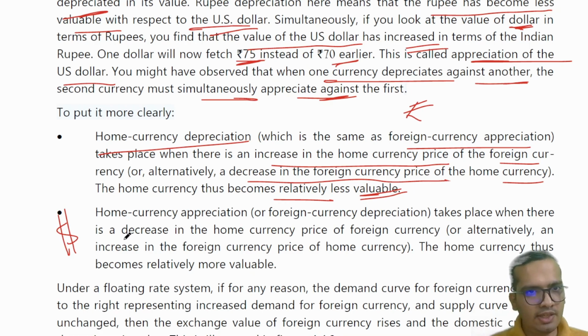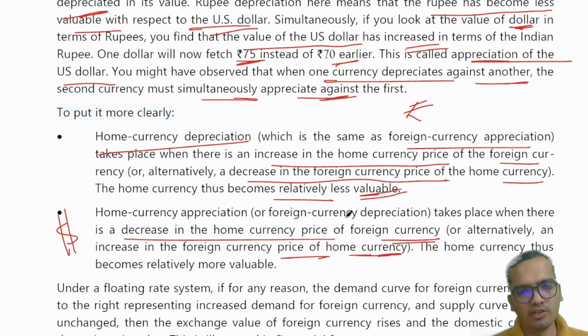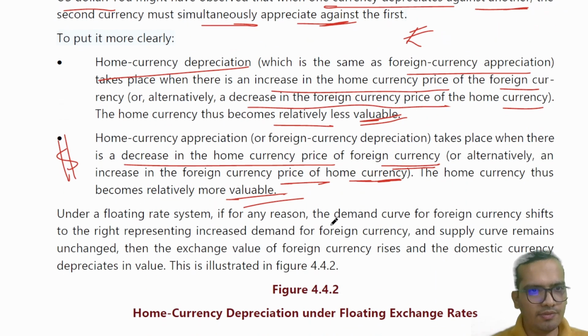takes place when there is a decrease in the home currency price of foreign currency, or alternatively an increase in the foreign currency price of home currency. The home currency thus becomes relatively more valuable. The value of the dollar has increased.